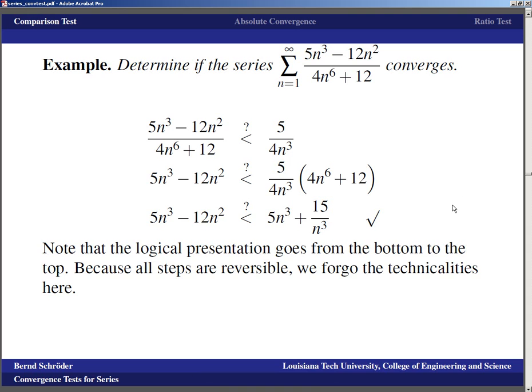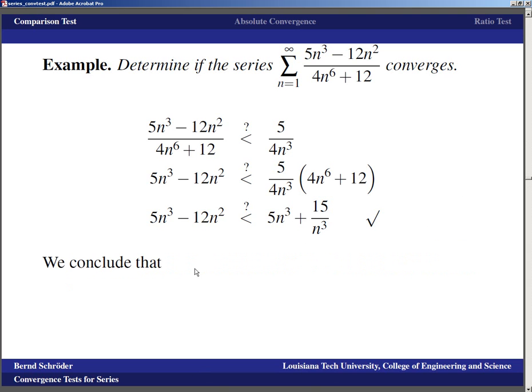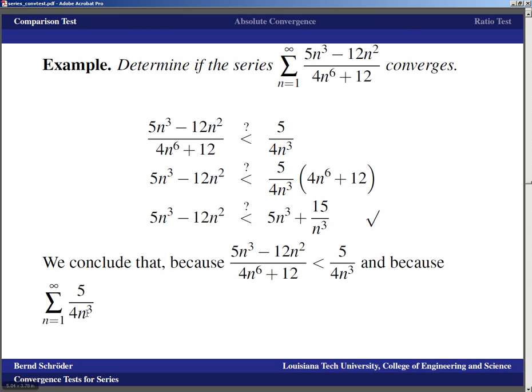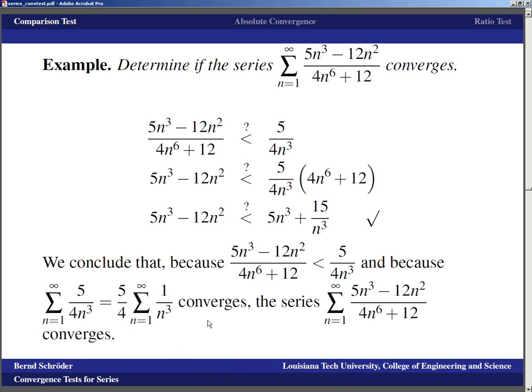So to conclude this example, we would say that we can conclude because the terms of the series are bounded by 5 over 4n cubed, and because the sum n equals 1 to infinity 5 over 4n cubed, which is just 5 quarters times the sum n equals 1 to infinity 1 over n cubed, which is a p-series that converges. So because that upper bound converges, the series sum n equals 1 to infinity 5n cubed minus 12n squared divided by 4n to the 6 plus 12, that series converges, and that's where we leave it at.